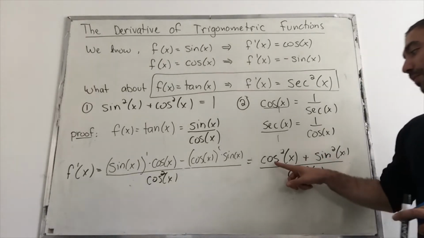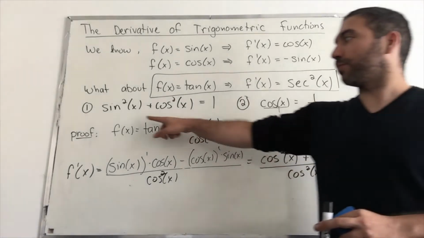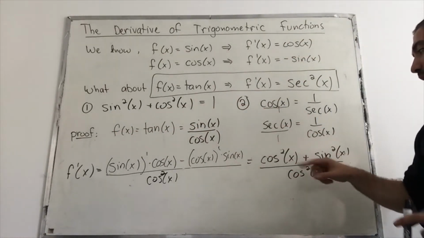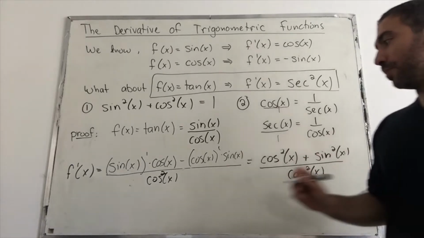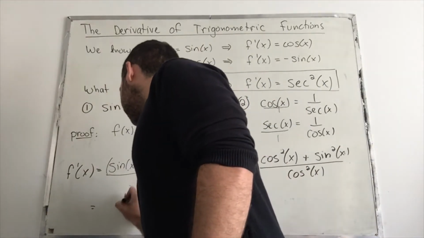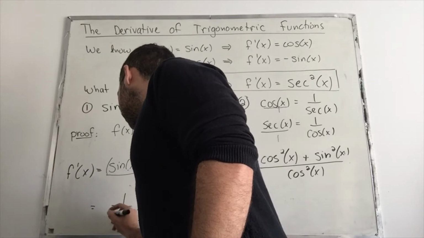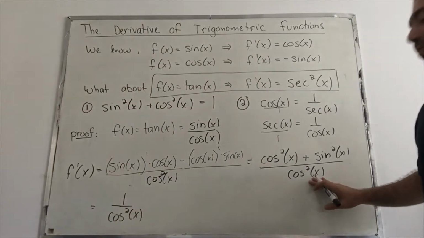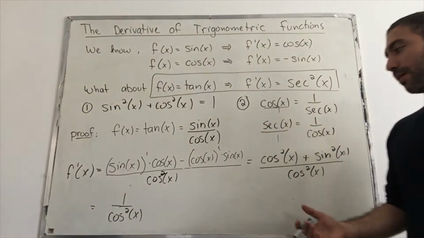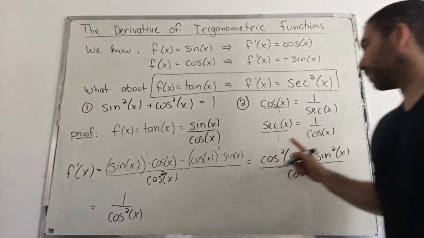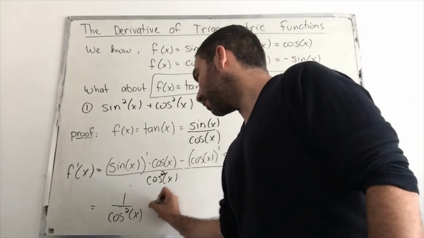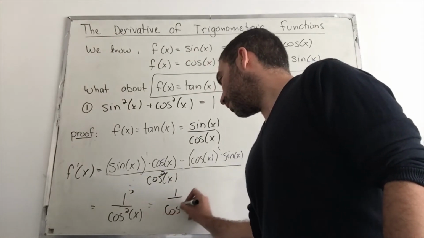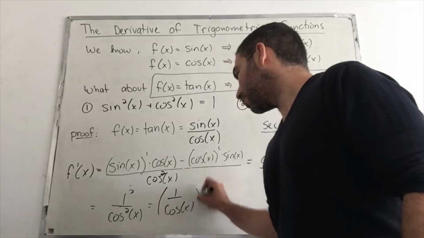This is where we use the property cos squared plus sine squared, as was mentioned here. Sine squared plus cos squared is equal to 1. The order doesn't matter, it's an addition. So the numerator is just equal to 1. The denominator is still cos squared. And now lastly we have the reciprocal. This whole thing, you could think of this as 1 squared over cos squared, and write it as 1 over cos, all this squared.